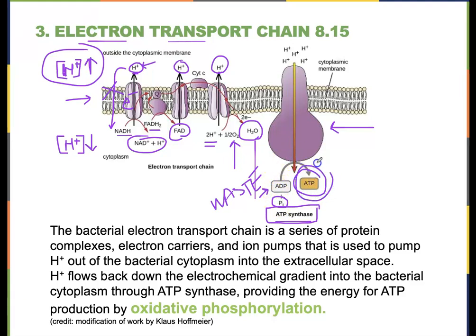Okay. Turns out that this method of making ATP is very efficient, and we can get about 28 ATPs made per glucose molecule using this. Okay, so because we're using oxygen, this process is called oxidative, and because we're phosphorylating that ADP, oxidative phosphorylation.